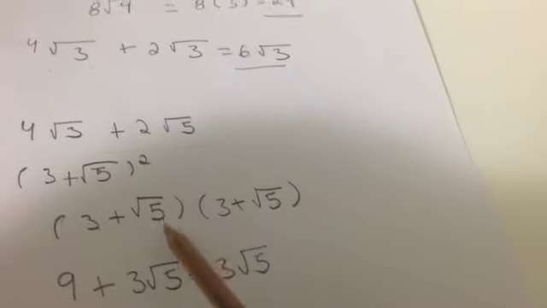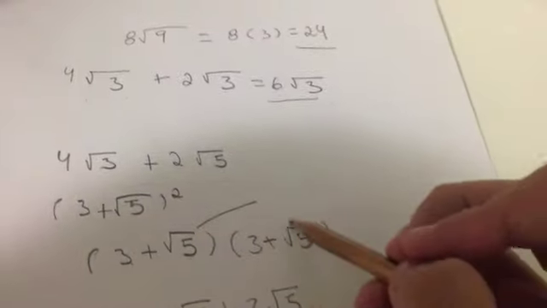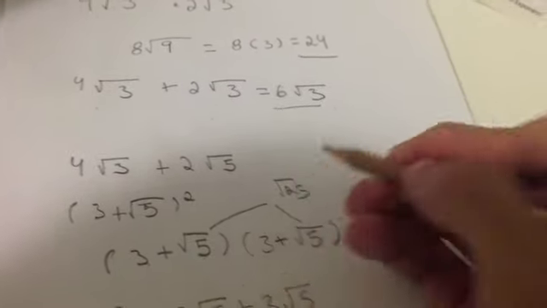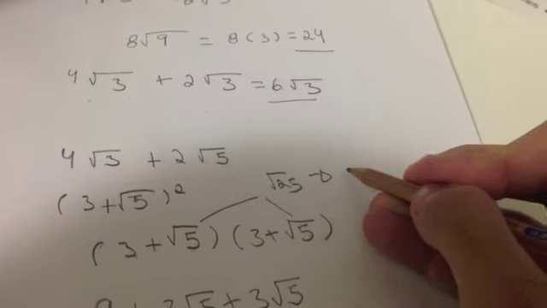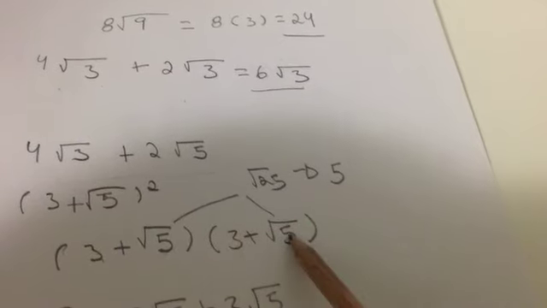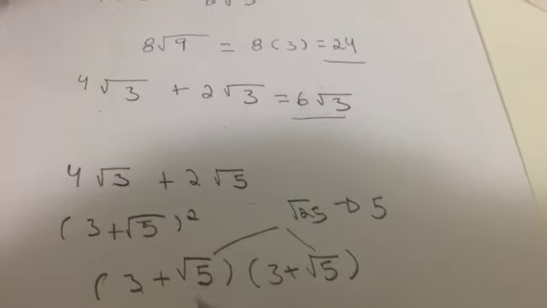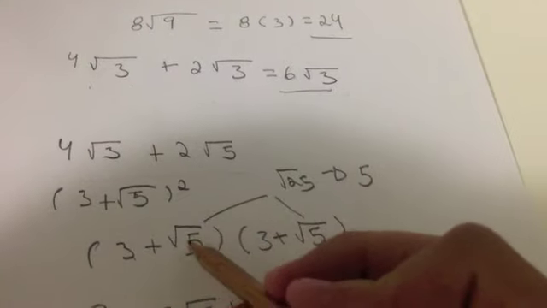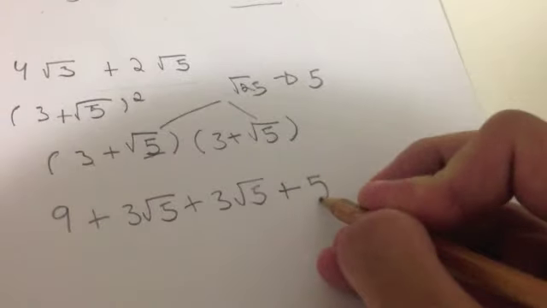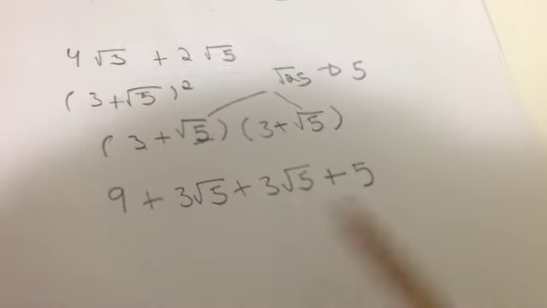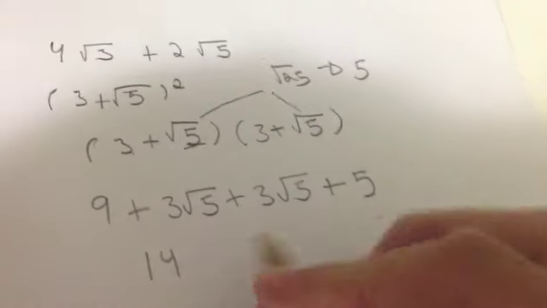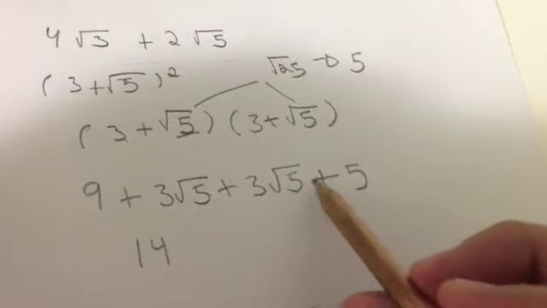What happens here? These two are the same thing. They would equal square root of 25, which in simpler terms equals 5. So always when there are two square roots that are the same and they're multiplied, all that happens is that they turn into this number, which is called the radicand. So this would be plus 5. All we have to do now is combine like terms. So 5 plus 9 equals 14.